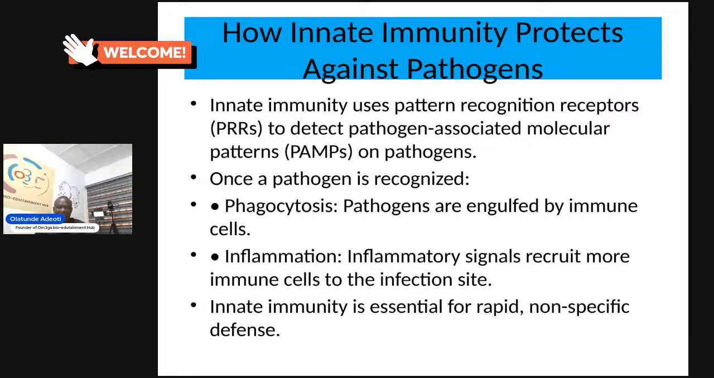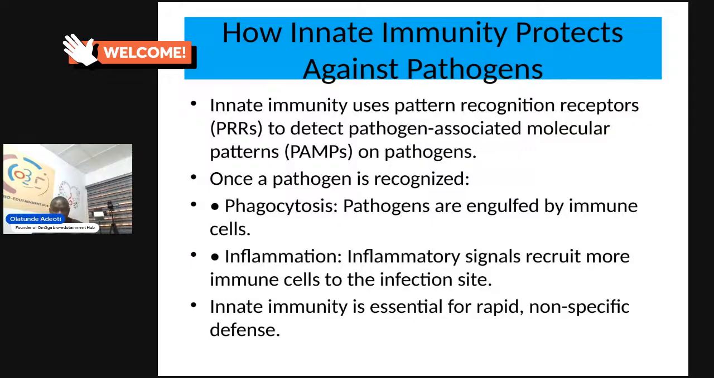Number one, innate immunity uses what is called PRR, the pattern recognition receptor, to detect pathogen associated molecular patterns on pathogens. That is the signal they use. That is their own detector, PRR. They make use of this PRR to identify the pattern on the pathogen. Once it is recognized, the next thing is to trigger what is called phagocytosis, where pathogens are engulfed by the immune system.